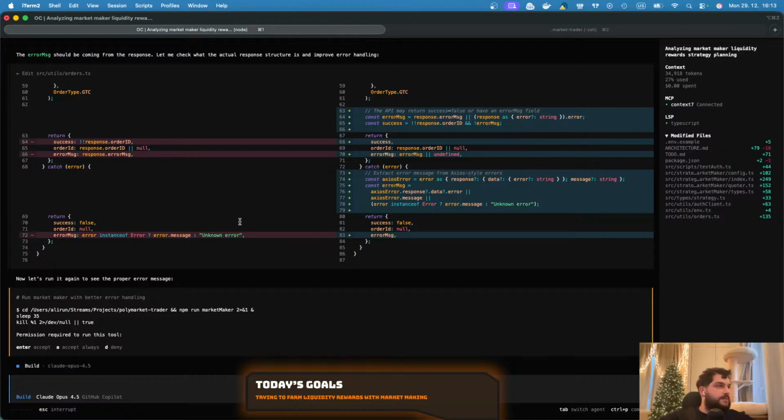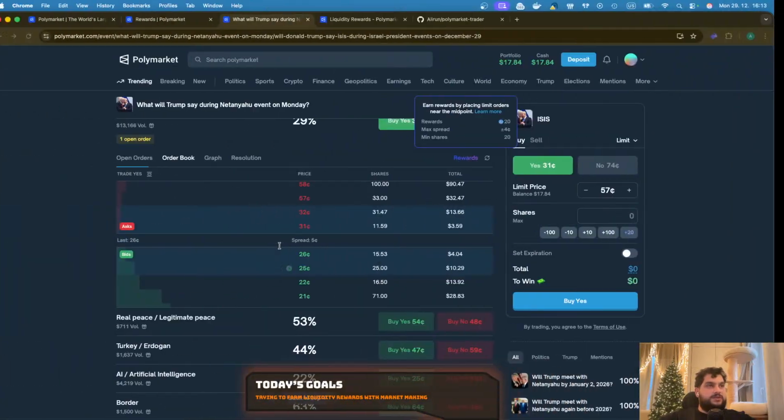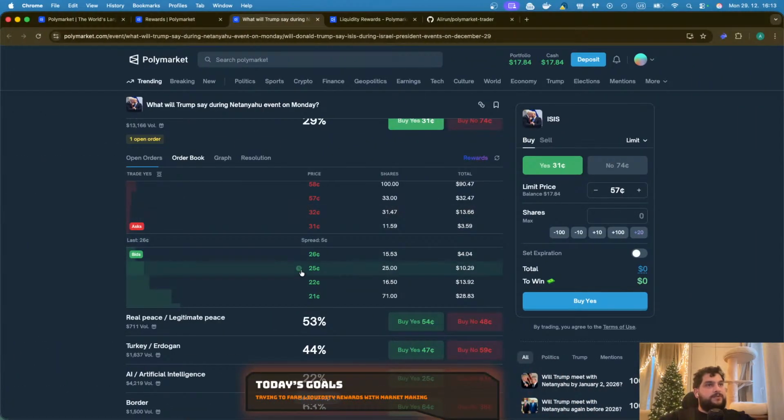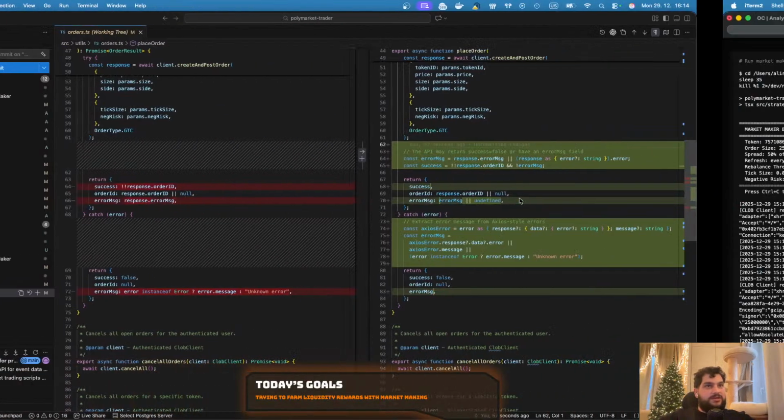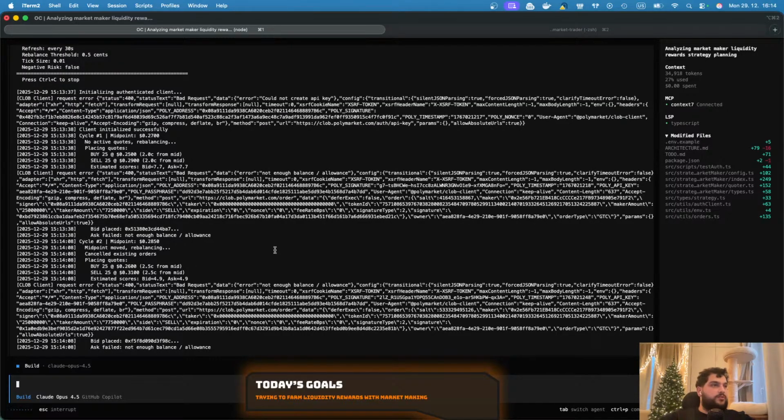Okay, let's run it again. Not enough balance allowance. Okay, so we did not have enough balance. That's what I was expecting. It was enough for $10 over here, and it was already used. That's why we cannot use 10 more bucks here, right? We will probably add more.